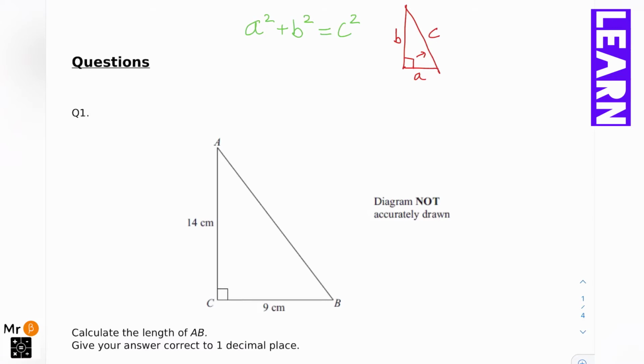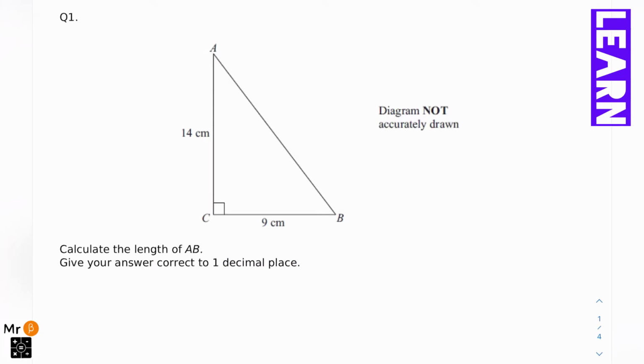So now we know our formula, and we can recognise that our first question is Pythagoras because we've got two lengths and it's asked us to work out the missing length, AB. We can now label up our sides. I'm going to call the length AC this length A. I'm going to call CB this length B. And therefore my opposite length to the right angle, my longest side, my hypotenuse, has to be C.